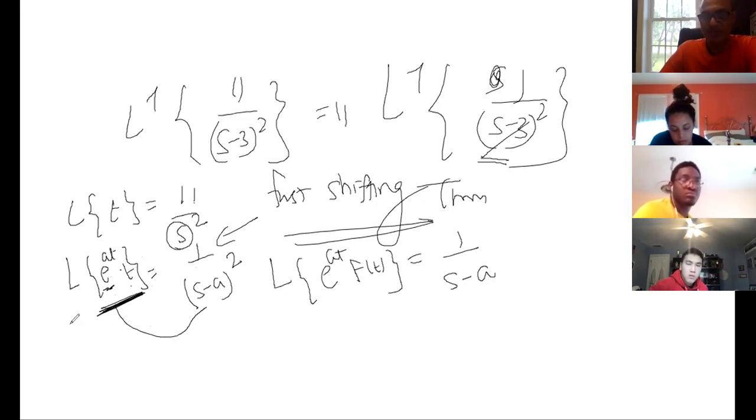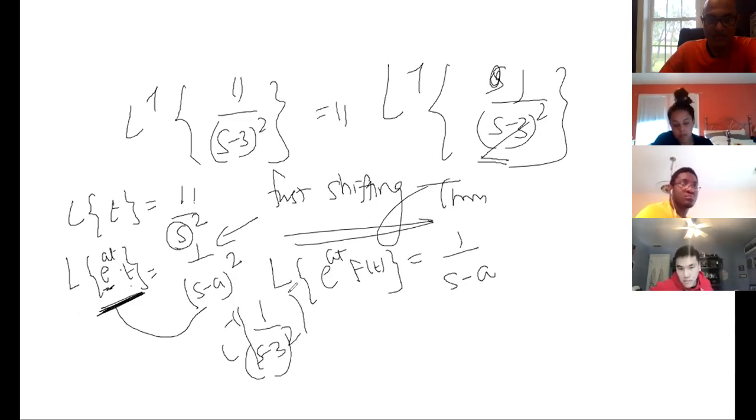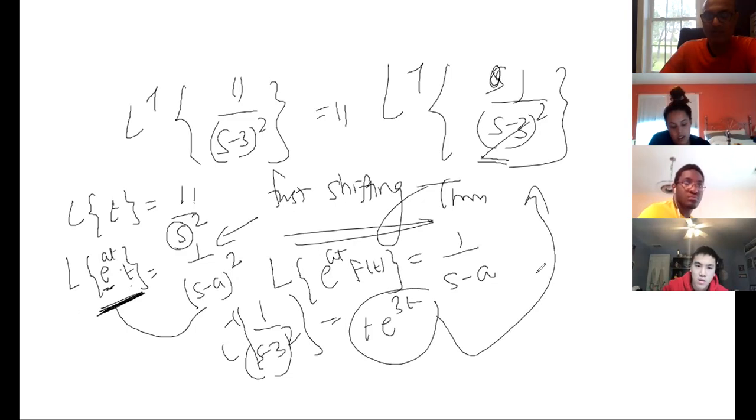First shifting theorem. So 1 over (s minus 3) squared. I'm looking for the inverse of this one. So that is equal to, your a is replaced by 3, t times e to the power 3t. That's it. And then just go back and plug it over here. So 3 times e to the power 3t. Okay, that's what I did over here.